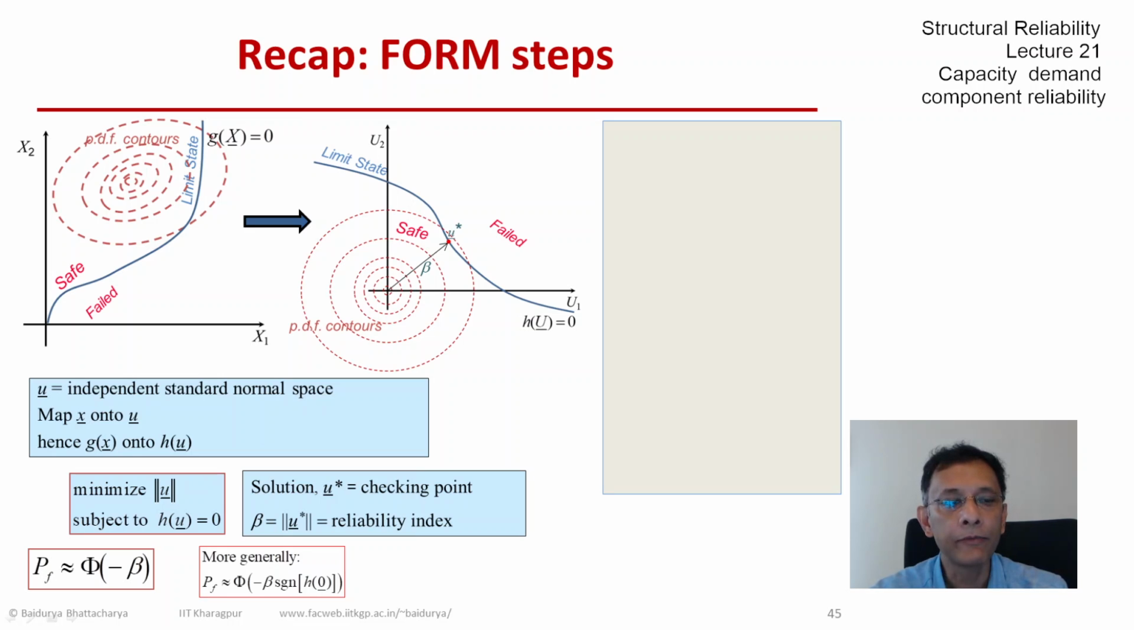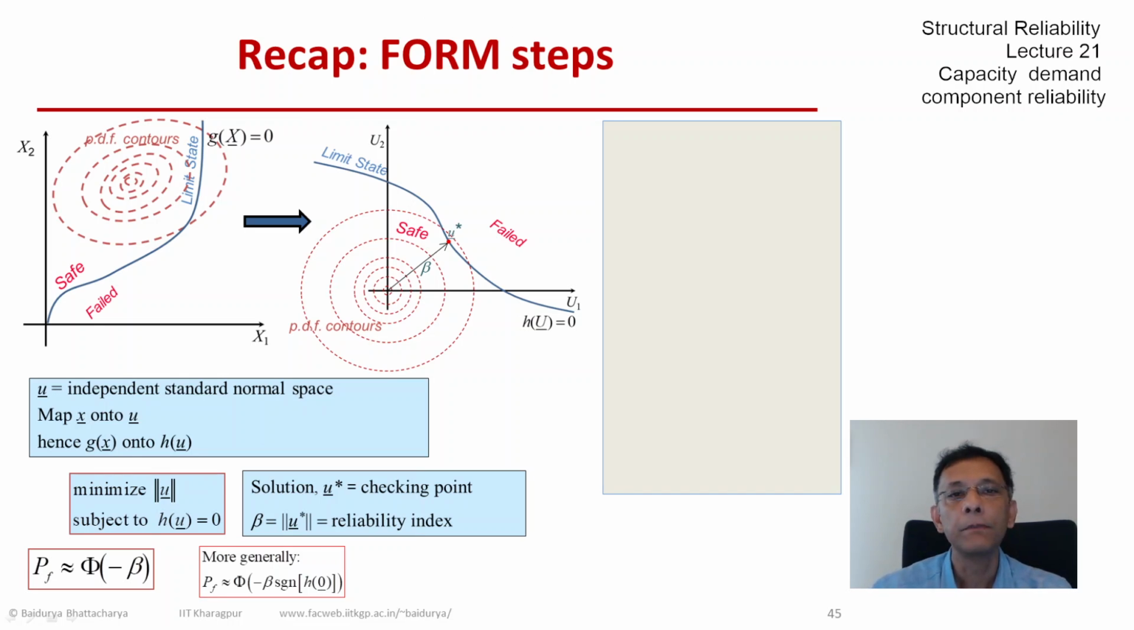And when we map from X to U, we get a new limit state, which is H, and the PDF contours are now concentric circles around the origin because it's the independent standard normal space, and there we find the minimum distance and the minimum distance point, which is u star, as you see, and the distance is beta.